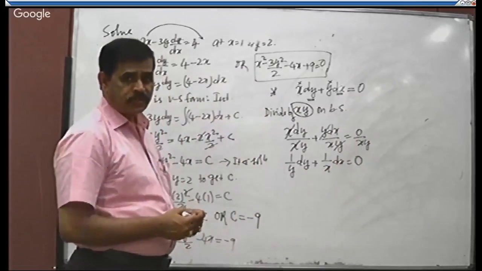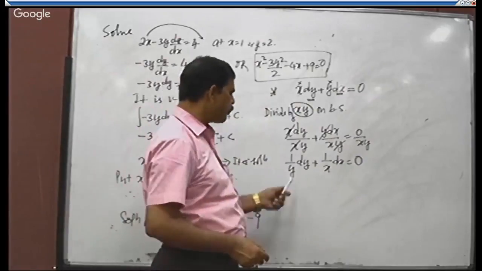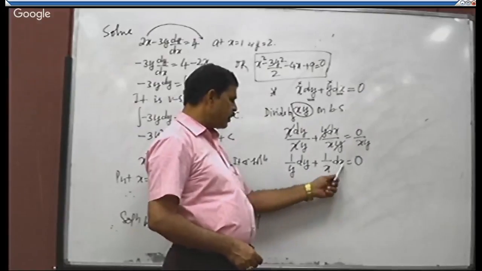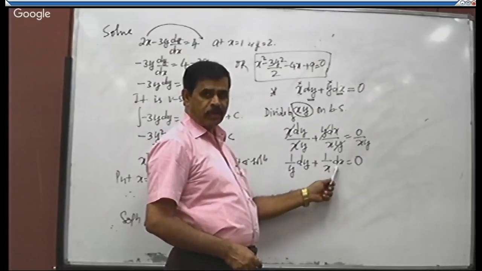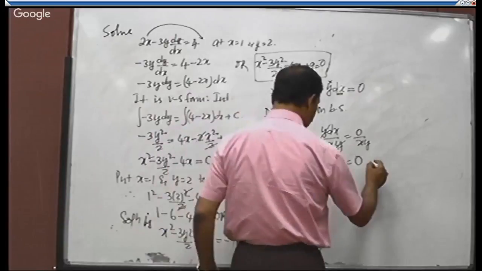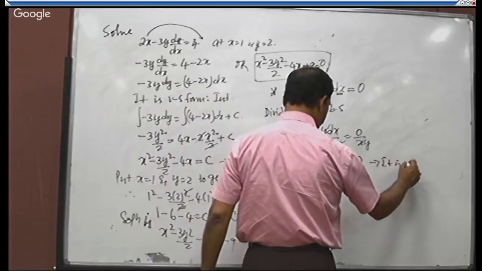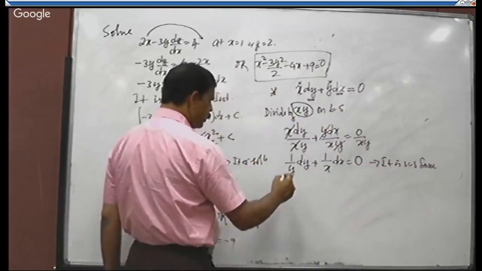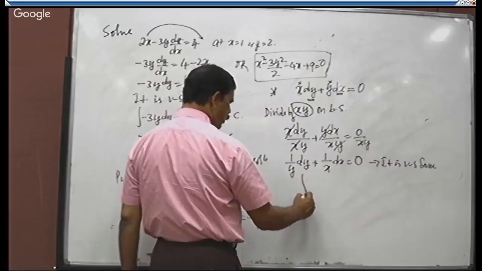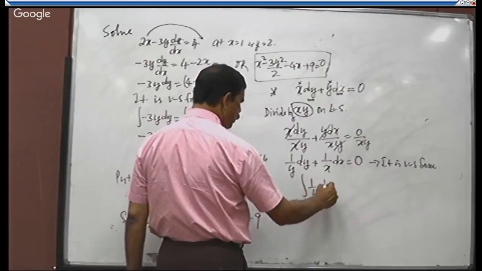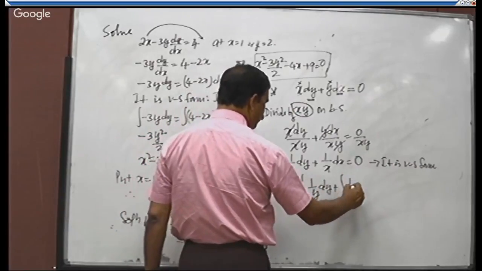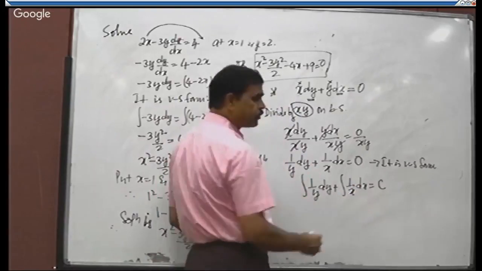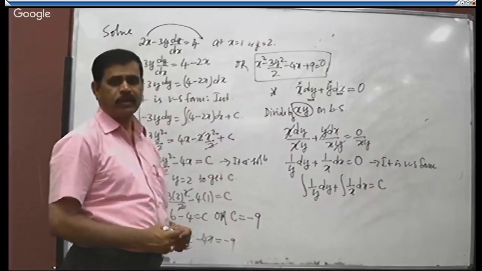Right? Now check the reduced form of the differential equation. Here we have only y terms, and here we have only x terms along with dx. So it is variable separable form. Now integrate it. On integration, the integral of 1 by y dy plus the integral of 1 by x dx is equal to c. c is the constant of integration.